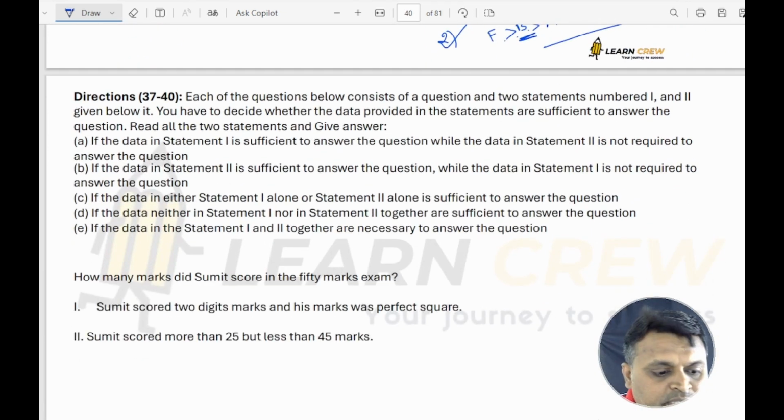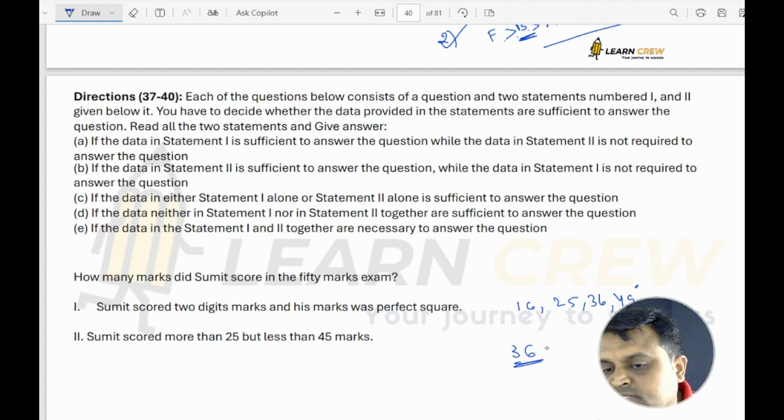Next. See the 39th one. How many marks did Sumit score in the 50 marks exam? Sumit scored 2-digit marks and his marks was a perfect square. So 2-digit perfect squares are 4 square, 5 square, 6 square, 7 square. Sumit scored more than 25, but less than 45. So you can say his marks are 36, by combining these two.